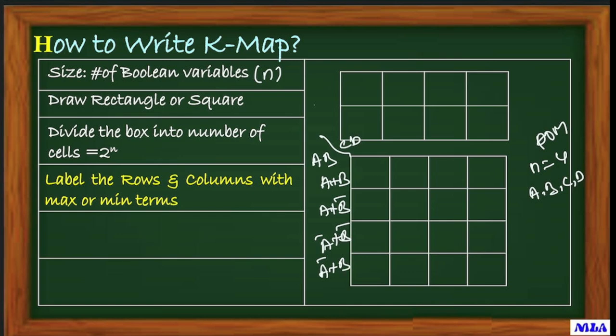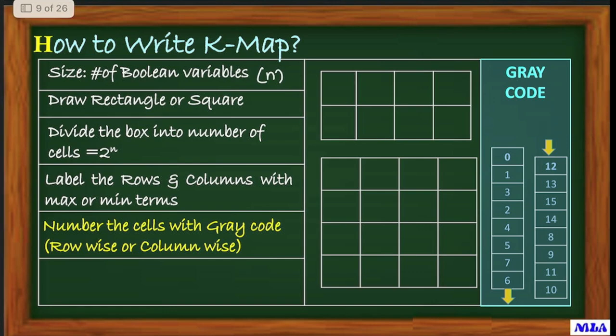Similarly, the first column, c or d. The second column, c or d bar. The third column, c bar or d bar. The fourth one, c bar or d. So this is how we are going to label the rows and columns with the max or min terms. Once we have labeled the rows and columns with the max terms and min terms, the next step will be to number the cells with the gray code.